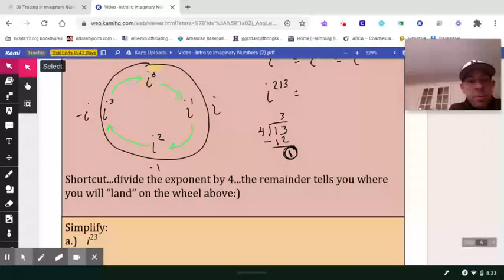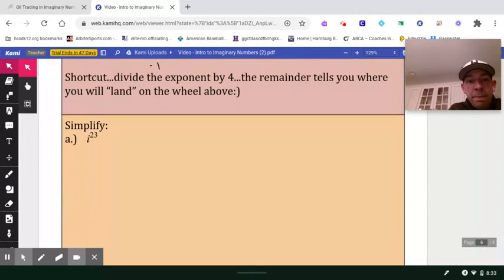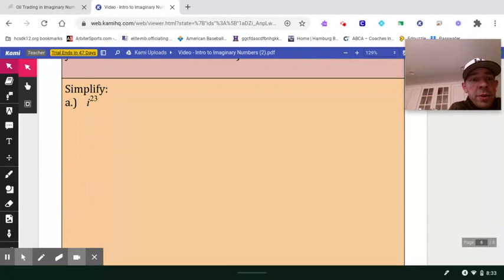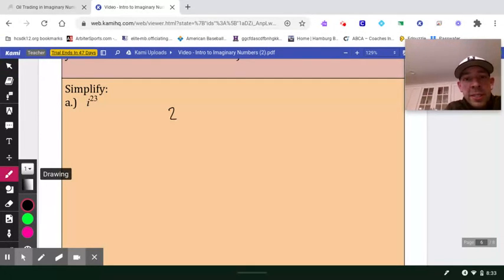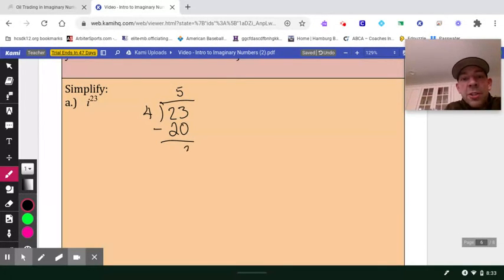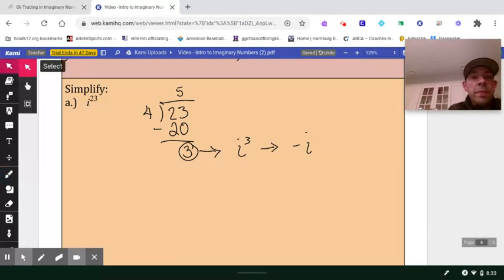So we're going to try to simplify i to the 23rd. I'm going to go old school here, and you guys are probably laughing at me. All right, so old school long division. 4 goes into 23 5 times because 5 times 4 makes 20. And then when you subtract, you get 3. This is your remainder, which tells you you're going to land on i cubed. And when you look at your wheel, i cubed is -i. That's really as simple as it is.